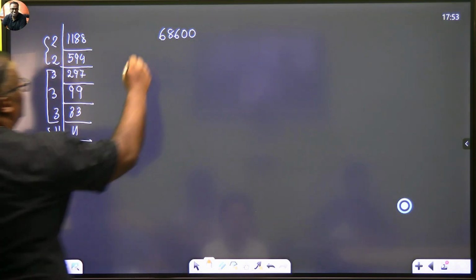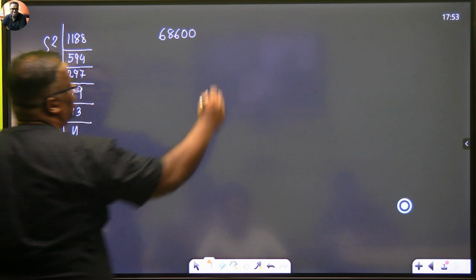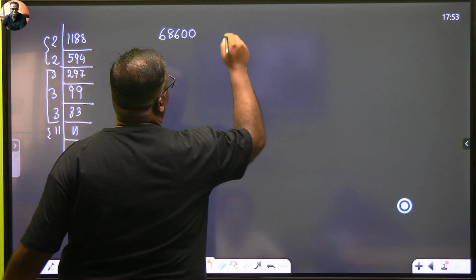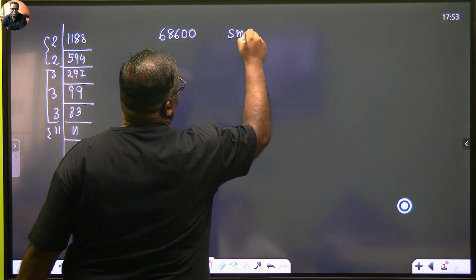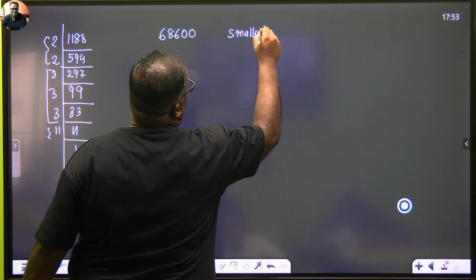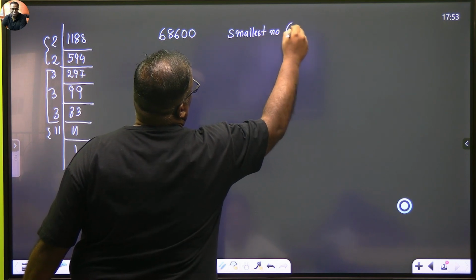Okay. Now again, check whether this is a perfect cube. If not, find the smallest number with which it should be multiplied. Smallest number with which it should be multiplied.